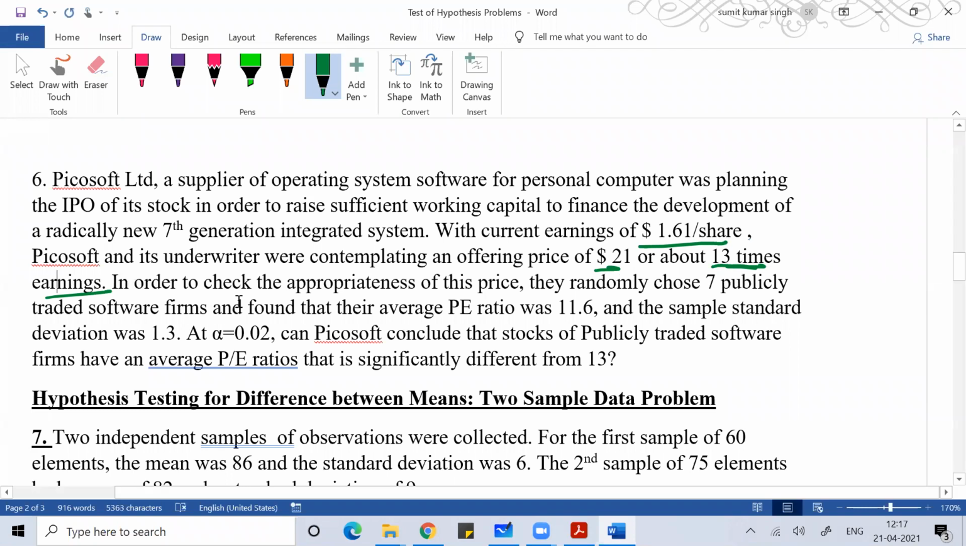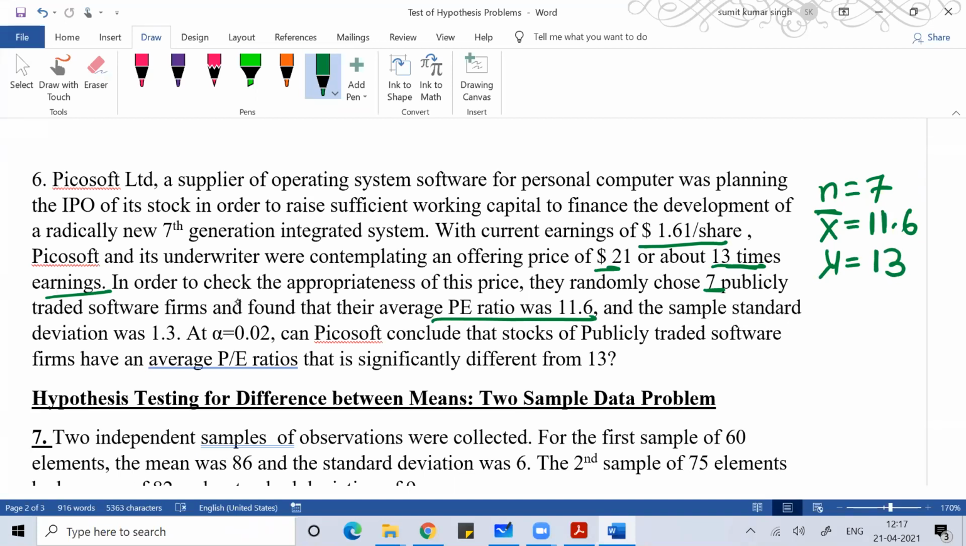You can see there, in order to check the appropriateness of this price, they randomly chose 7 publicly traded companies. So n is 7 here, and they found the average P/E ratio of the sample data. The average P/E ratio is 11.6, and the population mean was almost 13. You can see it is given.